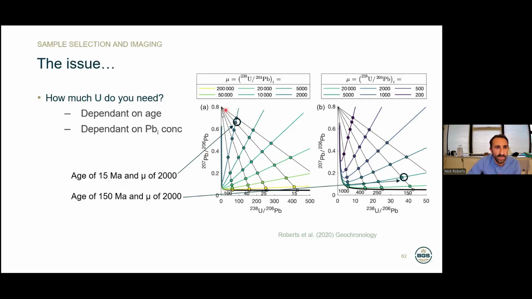on this diagram, this is basically a Tera-Wasserburg plot, it's showing you the maximum amount of radiogenic lead that you're going to get. It's kind of going to fall from this part of the diagram. So we're talking maybe 15% uncertainty. So we're not going to get a very precise age out of that.